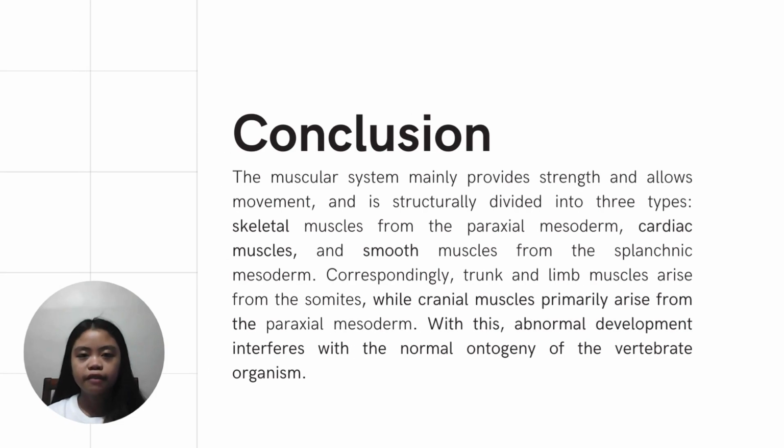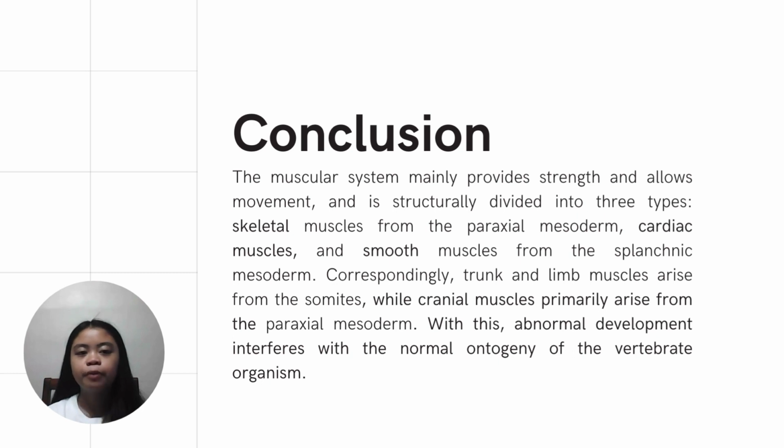Going back to our objectives, the muscular system holistically provides strength and allows movement, and is divided into three types of varying structures. Skeletal muscles originate from the branchial mesoderm, while the cardiac and smooth muscles originate from the splanchnic mesoderm through muscle-specific gene expression and the gradual commitment of precursor cells. During development, myoblasts fuse to form myotubes that give rise to skeletal muscle fibers. Inversely, cardiac myoblasts do not fuse.